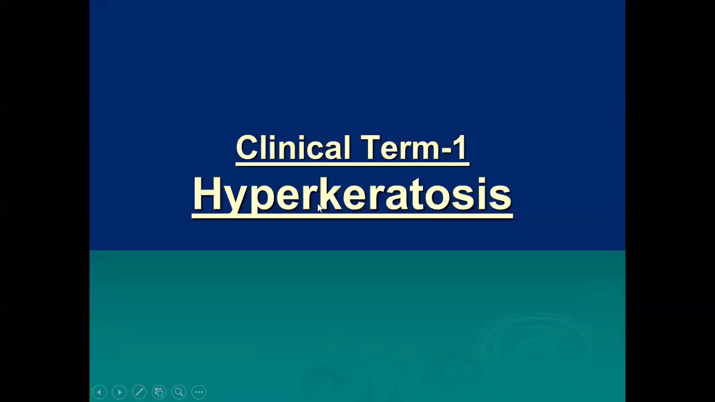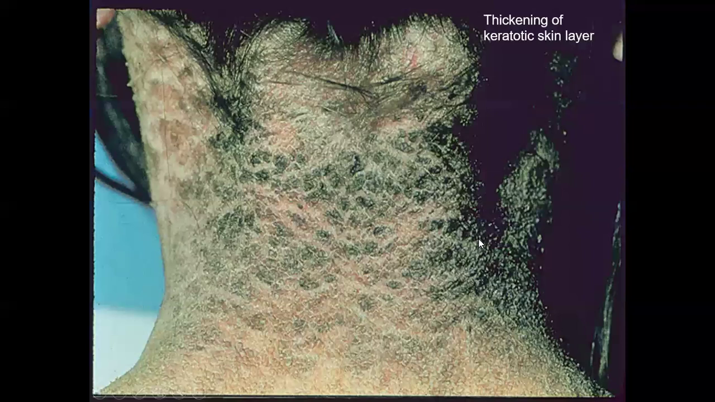So the first clinical term I'm going to discuss is hyperkeratosis. By hyperkeratosis, we mean thickening of the keratotic skin layer, or the stratum corneum. All those conditions which are associated with a thickened stratum corneum are classified as hyperkeratotic conditions. And you can see one as seen in this picture. This is a case of lamellar ichthyosis.